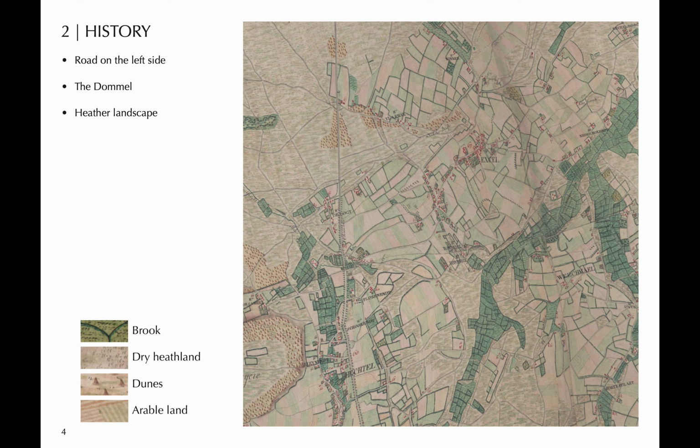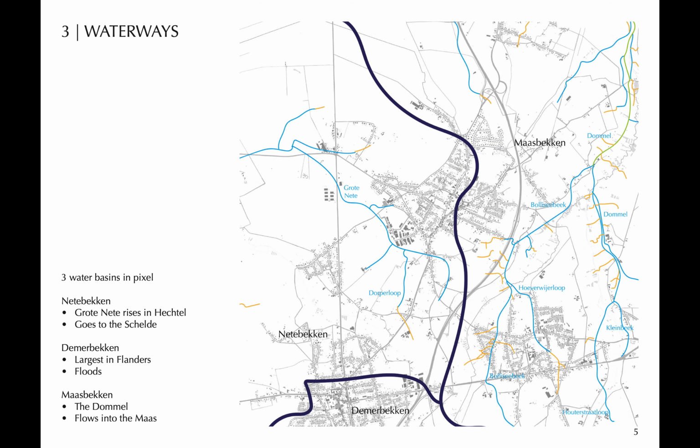The Ferraris map shows that the road on the left side of the north-south has been there for a long time. A river is also visible here. This is the Dommel, which still looks about the same today, only slightly less wide. The spotted parts also show that there was a lot of heather present at that time.